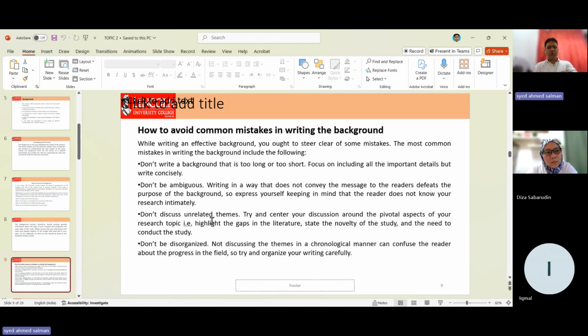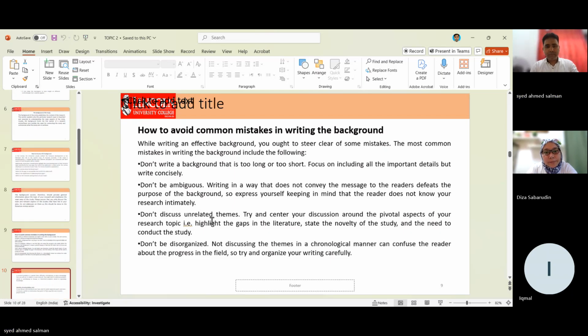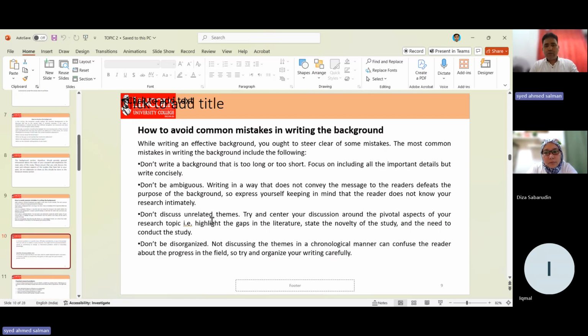You can read this, okay? If you do not understand how to avoid common mistakes in writing the background of the study, you may ask me anytime in the later class, okay? Problem statement we are going to study.